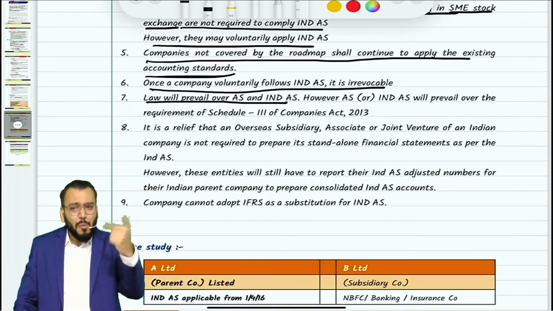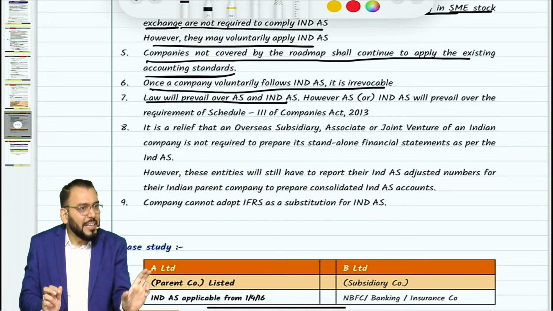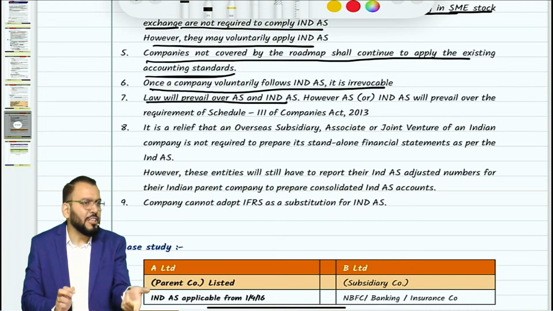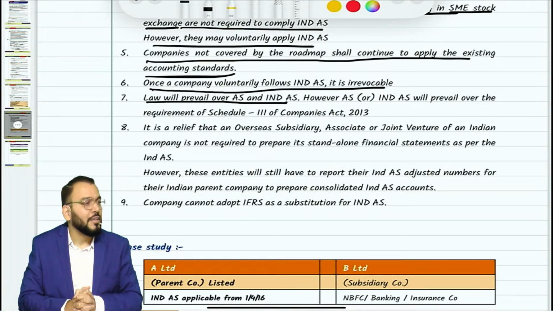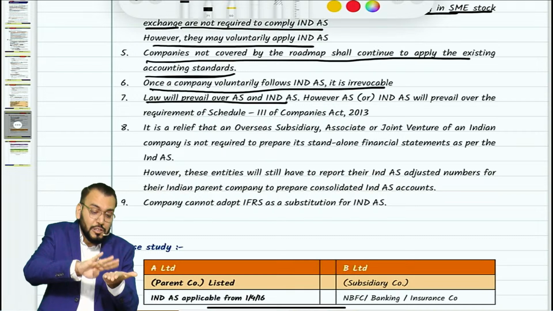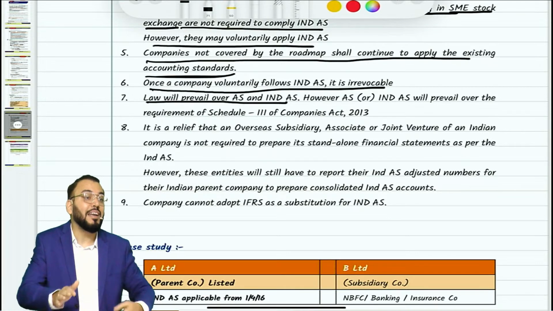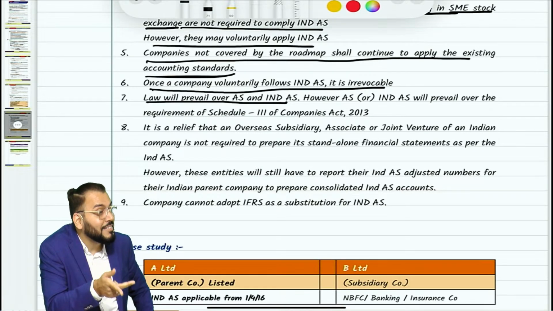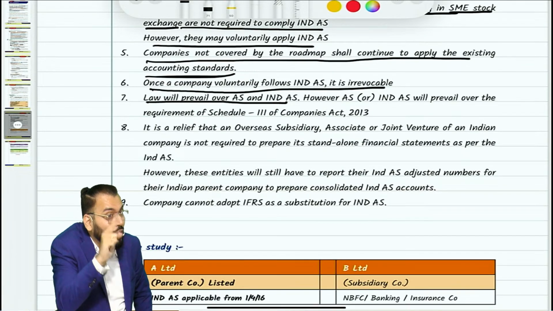Correct? But we know that Companies Act has given Schedule 3. Schedule 3 in which format has been given and some requirement has been given for the preparation and presentation of what? Financial statement, balance sheet and SOPL. Correct? Got it? Now the question is whether Schedule 3 will be followed or Ind AS will be followed. So in Schedule 3 it is mentioned that Schedule 3 can be modified as per the requirement of what? Ind AS. Means Ind AS will prevail over the requirement of Schedule 3 of Companies Act 2013. Only Schedule 3, not Schedule 2, or any other schedule.